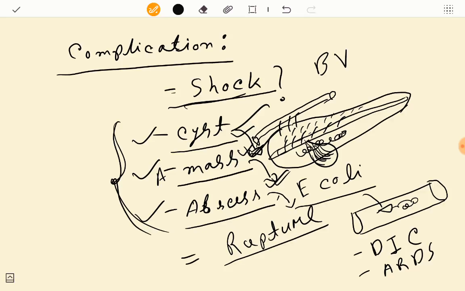When this inactive form of enzyme is activated in the pancreas due to alcohol, which constricts the sphincter of Oddi, or due to gallstones, which obstruct the ampulla of Vater, or due to the mumps virus, or due to drugs like azithromycin or thiazide diuretics, or due to hypercalcemia or hyperlipidemia. These are the causes. And remember one more thing, that in the pancreas we have two types of necrosis.